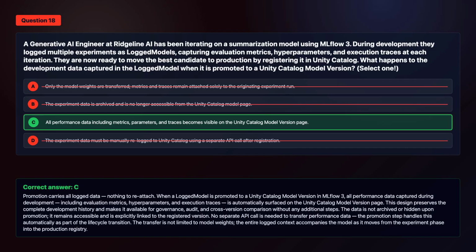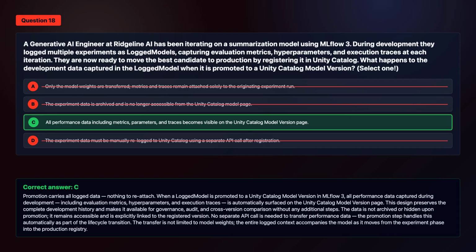When a logged model is promoted to a Unity Catalog model version in MLflow 3, all performance data captured during development, including evaluation metrics, hyperparameters, and execution traces, is automatically surfaced on the Unity Catalog model version page. This design preserves the complete development history and makes it available for governance, audit, and cross-version comparison without any additional steps. The data is not archived or hidden upon promotion.